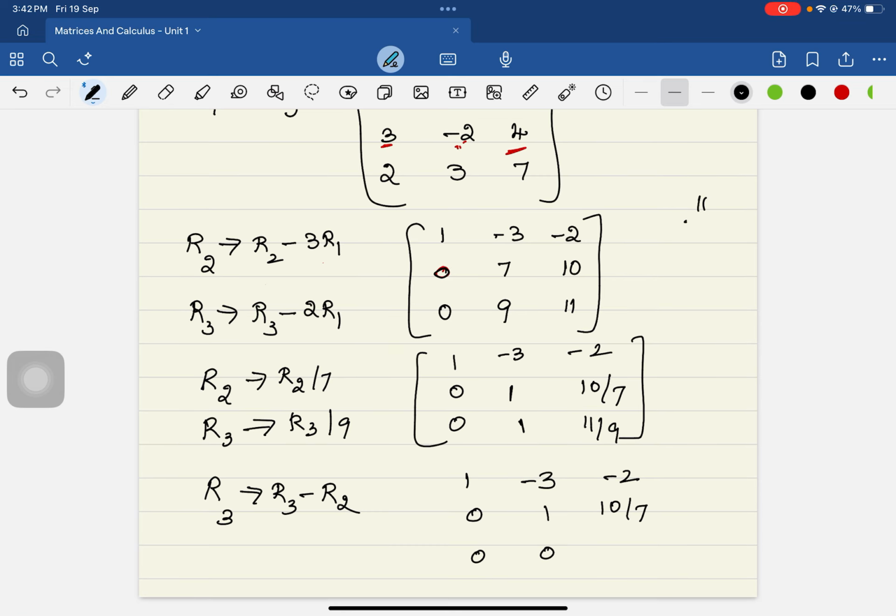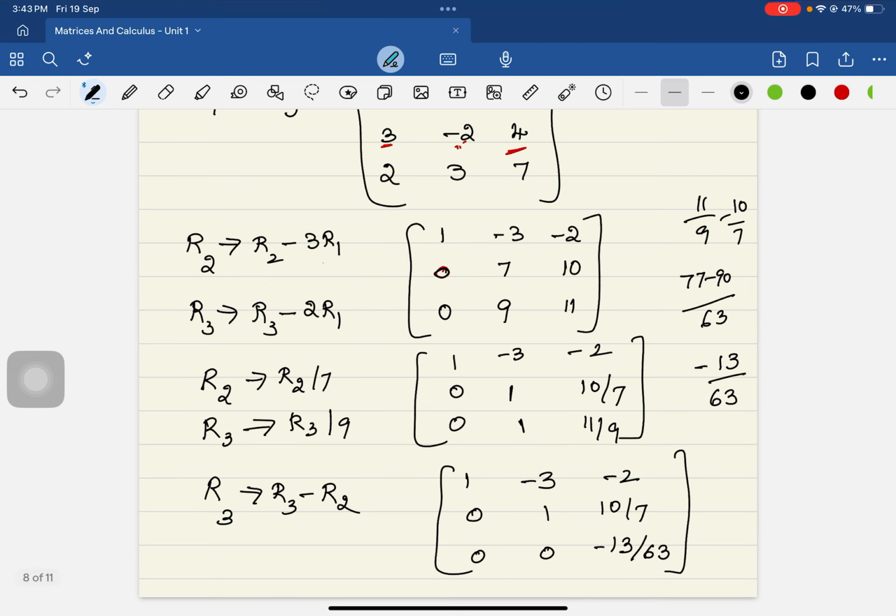Now 11 by 9 minus 10 by 7. So it is 77 minus 90 by 63. So it is minus, how much is it? Minus 13, right? Minus 13 by 63. Am I right? Yes. Minus 13 by 63 you get here. R3 minus R2 is giving you 11 by 9 minus 10 by 7, so 77 minus 90, and this is minus 13 by 63.